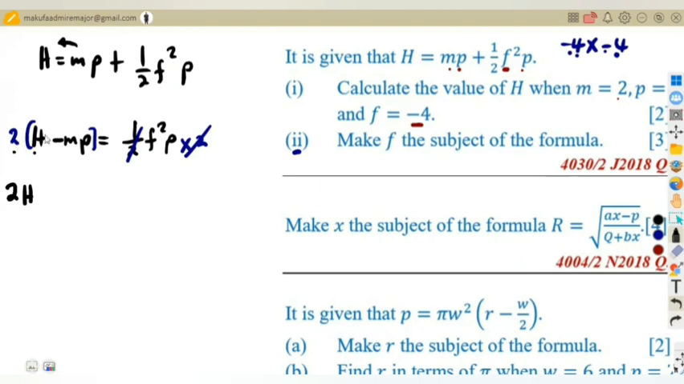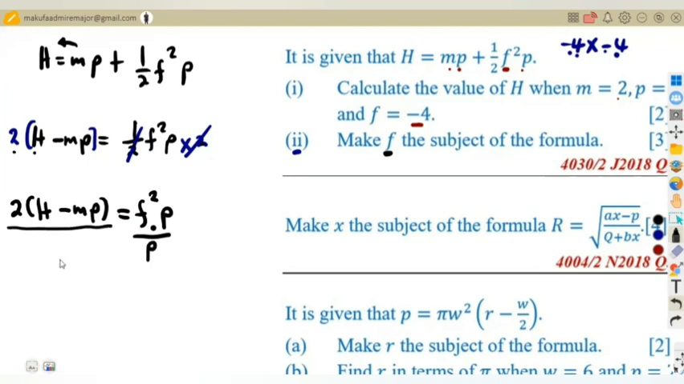All right. In this case, we are supposed to make f the subject, so there's no need for us to expand. Yes, we can expand, but there's no need here because we do not have f here. So just leave it like that: 2 into h minus mp is equal to f squared p. Remember, we canceled the half and the 2, so we're left with p. So you can divide by p since we are multiplying. You can divide by p both sides. At this part, we are going to be left with f squared. So meaning to say the whole of f squared is equal to this part here, which is 2 into h minus mp, everything over p.